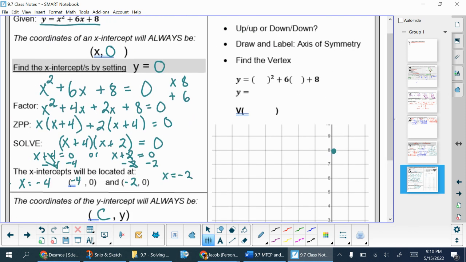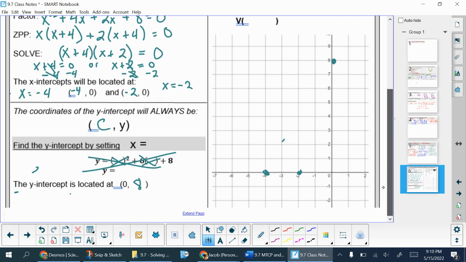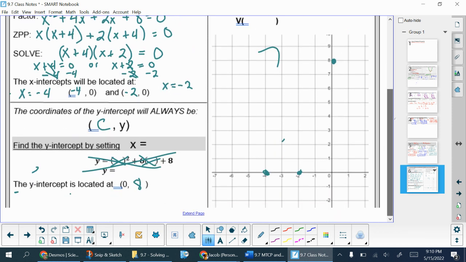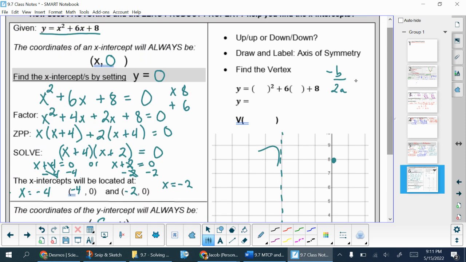Our axis of symmetry. We've got a couple of options here. One way, we have our formula, negative b over 2a. We could use that. Another option, now that we know how to find the two x-intercepts, if we can find those two x-intercepts, we can remind ourselves that the axis of symmetry has to go through the middle. And so we could split that right down the middle. We could see that that middle point is negative 3. That's going to be our axis of symmetry.